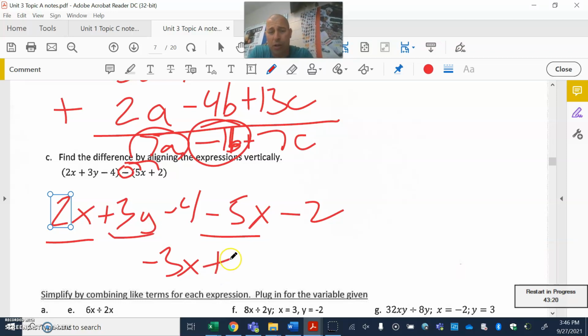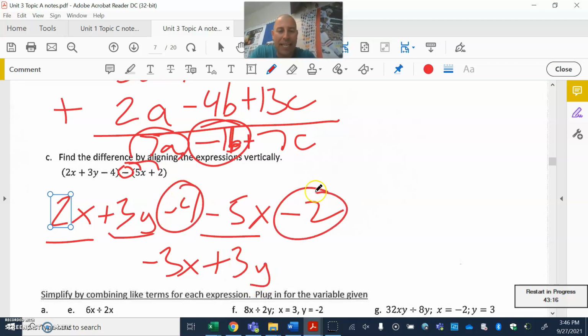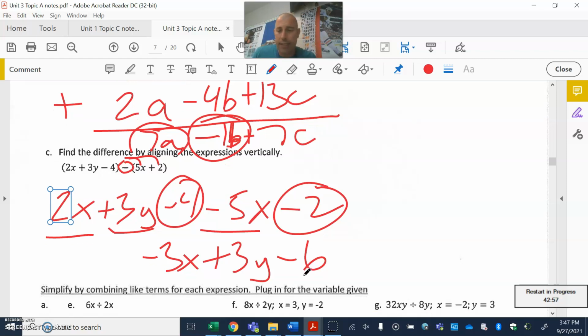Okay, bring them along for the ride. And then it's the -4 being combined with the -2. There's your -6. So again, it's very visual. I like to circle. I like to underline because that way it keeps me focused to what's going on. Certainly isn't required by law, but at the same time, if you find that it works for you, then use it.